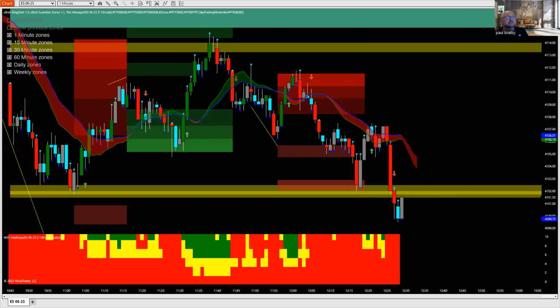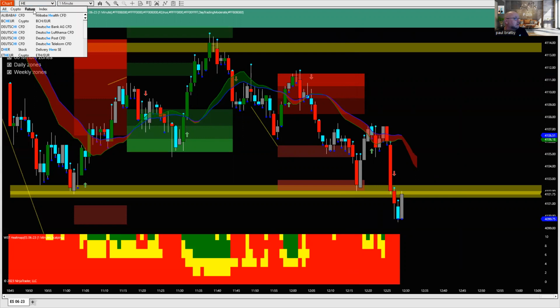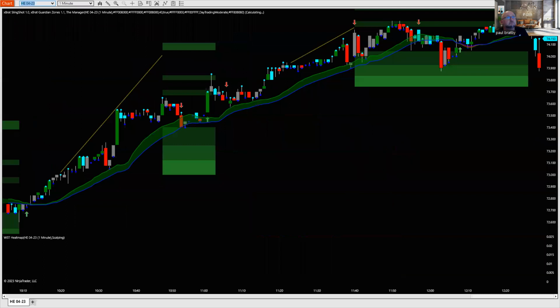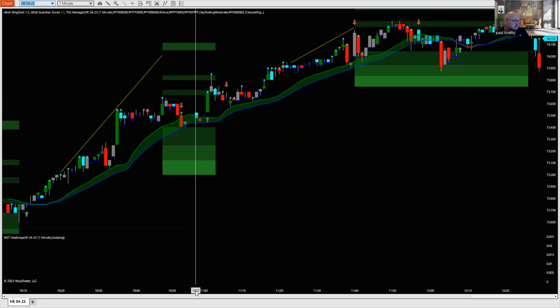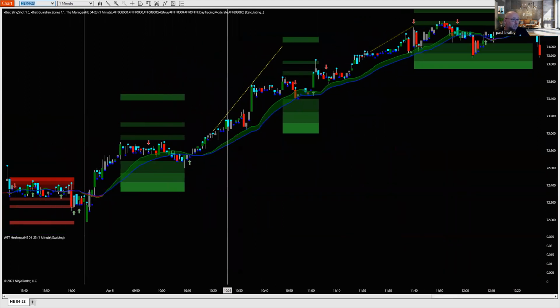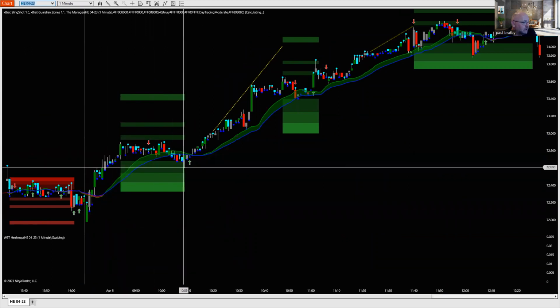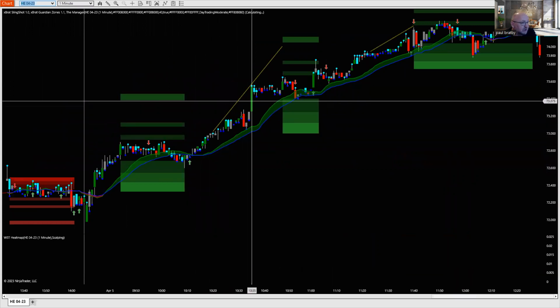So that's ES, and we're going to go HE on the 10 minutes. Type that in. Wow. Okay. Comes up, pulls back into the first pullback zone, goes long, and it just keeps going.